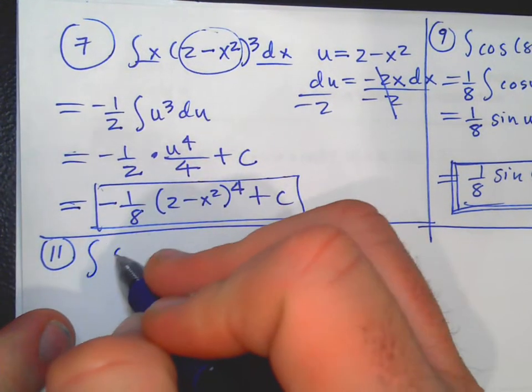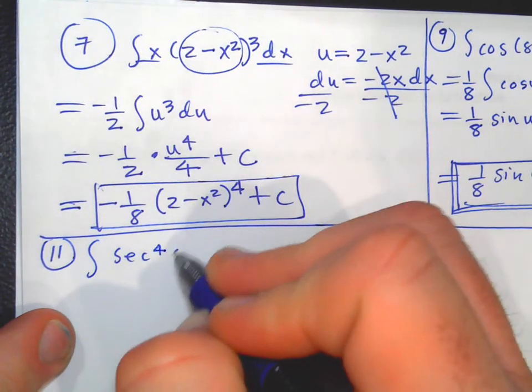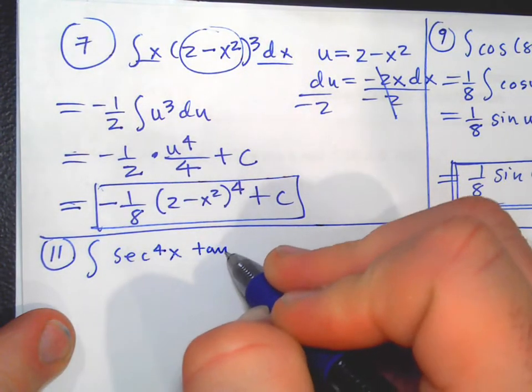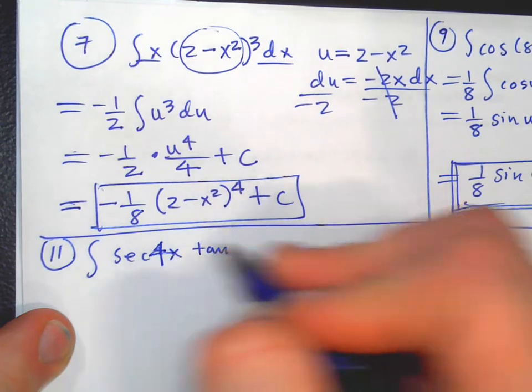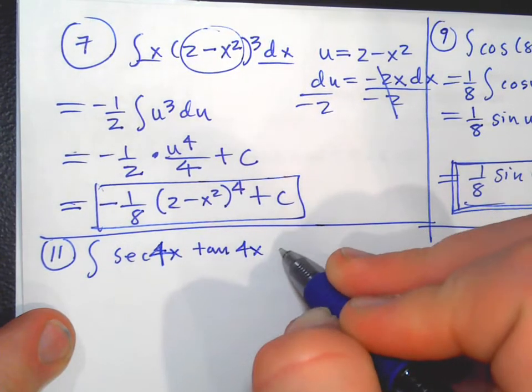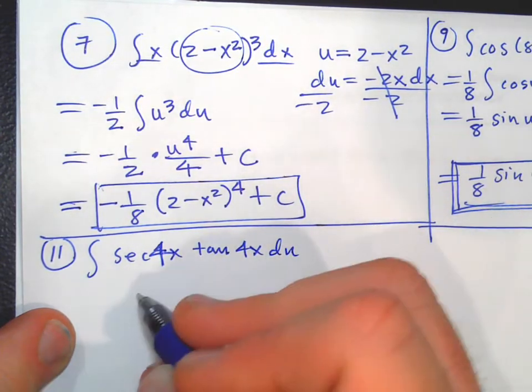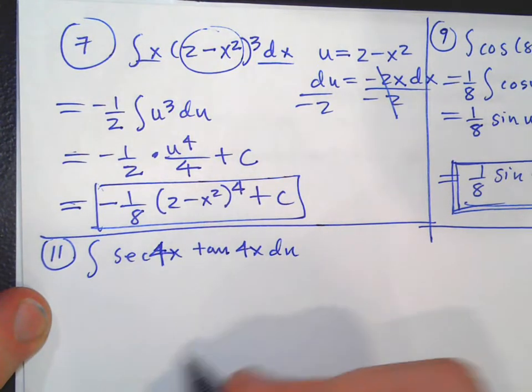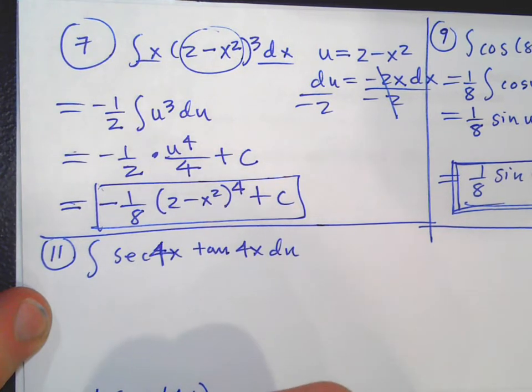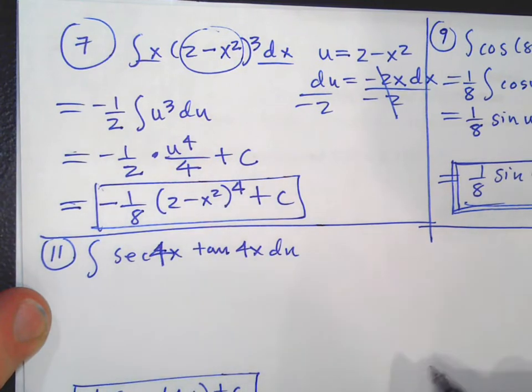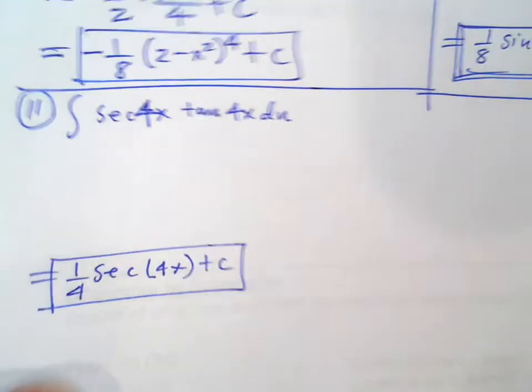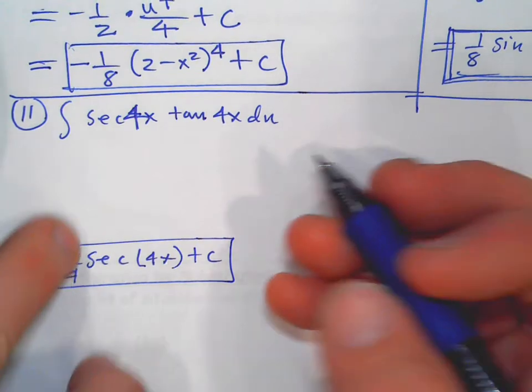11 is secant 4x tangent 4x dx. So in my head, I'm like, well, what's the answer of secant tan? It's secant. It's got to have a 4x inside. It's going to give me an extra 4 in front, which I don't need. So I want a 1/4 here. Done. Right? Wouldn't that work? Check your answer.